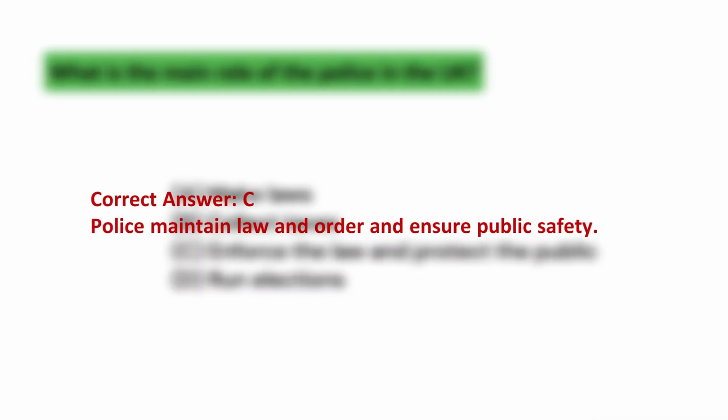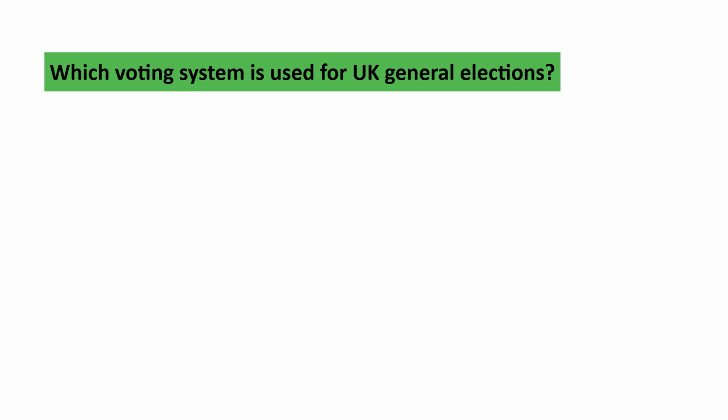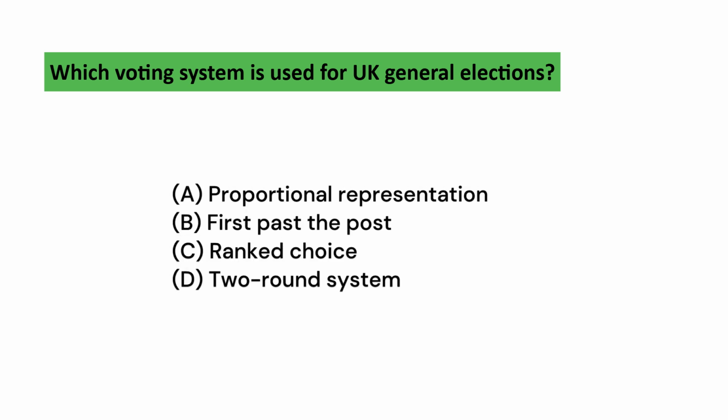Correct answer: C. Police maintain law and order and ensure public safety. Question number 20. Moving on. Which voting system is used for UK general elections? Options: A. Proportional representation. B. First past the post. C. Ranked choice. D. Two-round system.